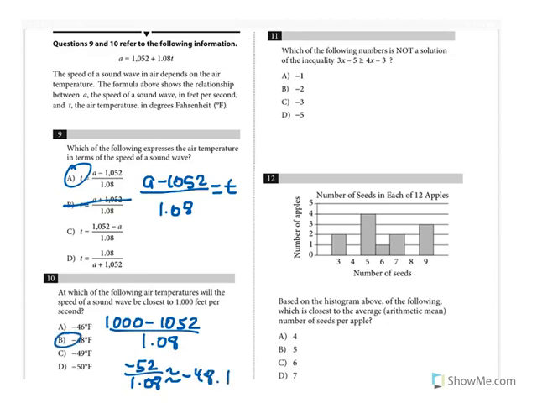So answer choice B, negative 48 degrees Fahrenheit. Which of the following numbers is not a solution of the inequality 3x minus 5 is greater than or equal to 4x minus 3? So we just are straight up solving a linear inequality.